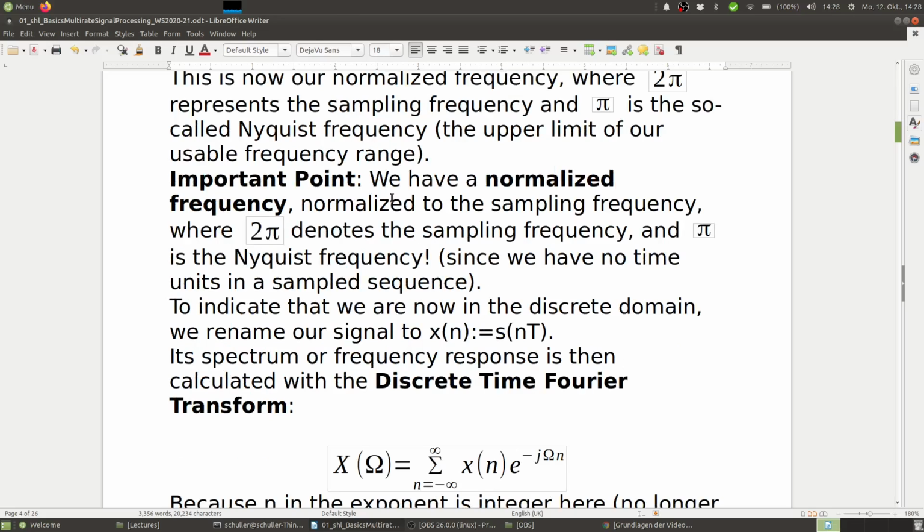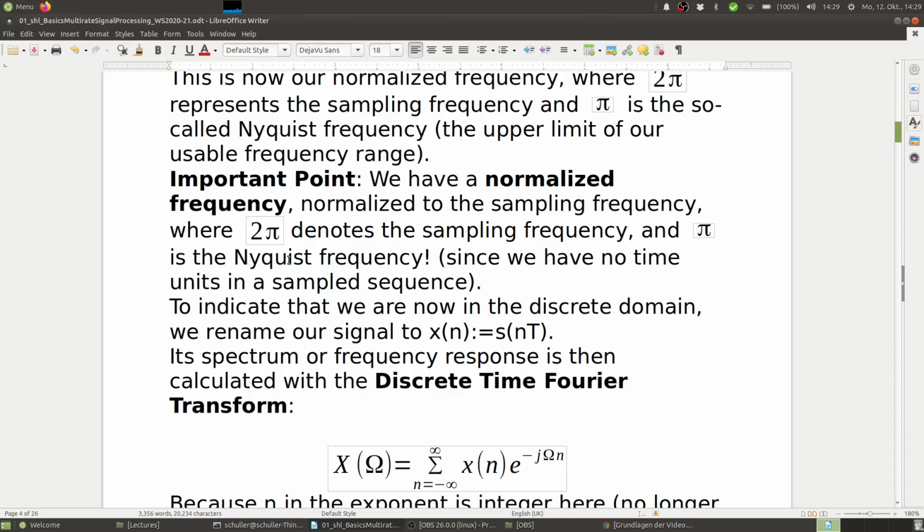So the important point here is we have a normalized frequency, normalized to the sampling frequency, where 2 pi denotes the sampling frequency and pi is the Nyquist frequency, since we have no time units in a sample sequence. That's also very practical because we don't need to worry about the exact sampling rate anymore. We always know that pi is Nyquist and 2 pi is the sampling frequency, independent of the sampling hardware we are using. So that actually simplifies the math that we have, and simplifying is always good, right? And also it gets rid of units.